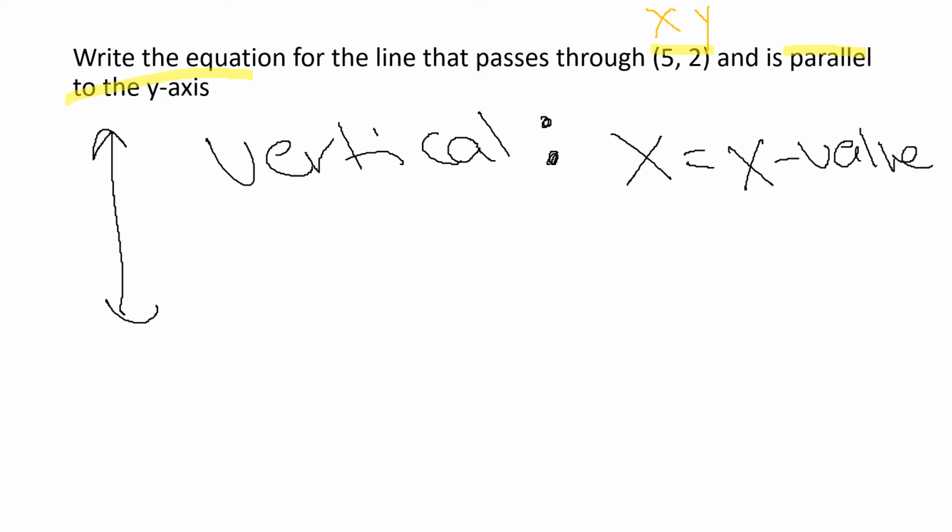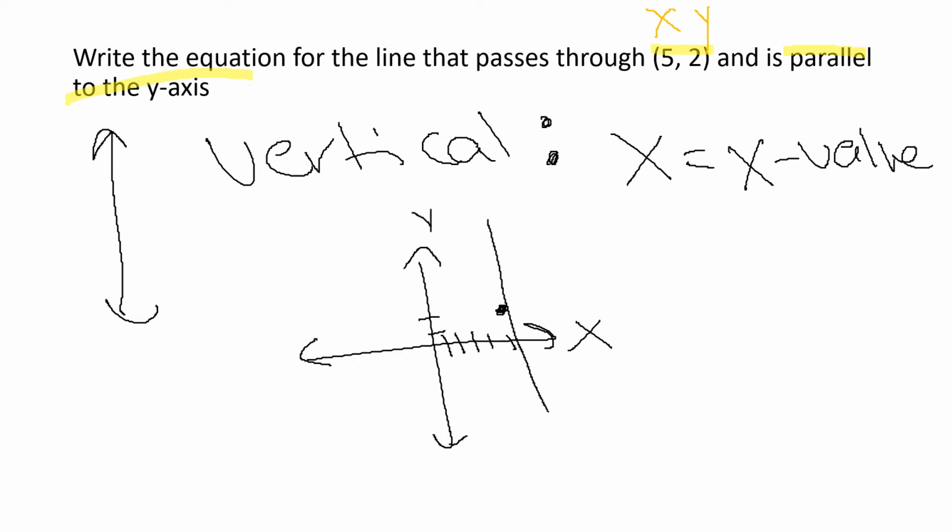That says value, not valve, sorry. So let me plot this again and explain this to you. Here's my Cartesian coordinate system: 1, 2, 3, 4, 5, 1, 2. Here's my point. This is my x, and this is my y.